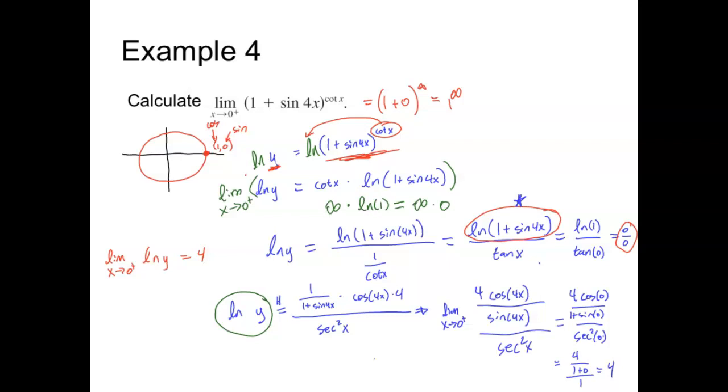So we need to undo the natural log at the end of all this. And to undo natural log, we're going to exponentiate by base e. Then what we're left with is that the limit as x approaches 0 from the right of y is e to the 4th, and that's our final answer. Final answer is e to the 4th.